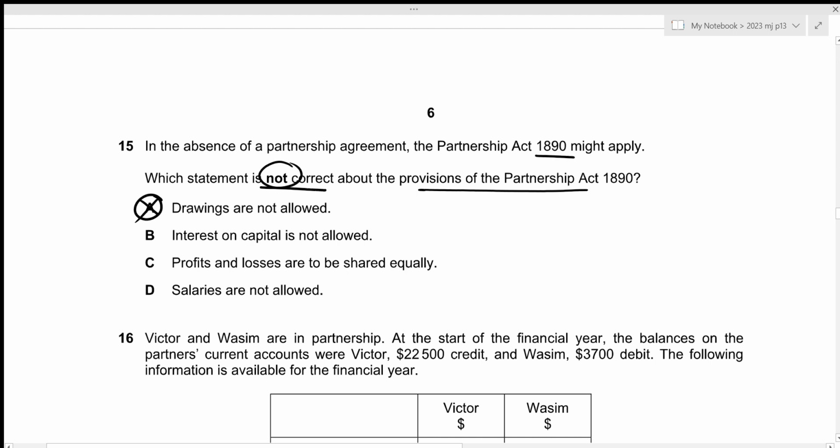Let's have a look at the remaining options as well. Interest on capital is not allowed. This is true. Profits and losses are to be shared equally. That is true again. And salaries are not allowed, which is again true. So our correct answer is still going to be option A. Let's move towards the 16th question.